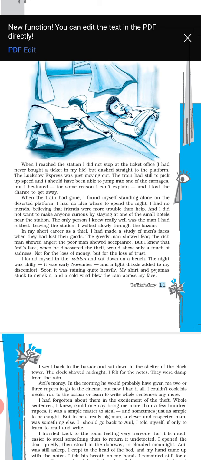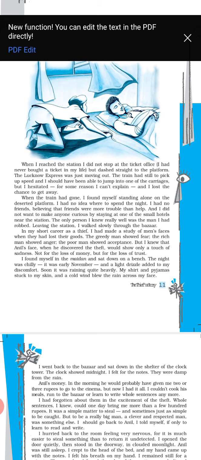When the train had gone, I found myself standing all alone on the deserted platform. Deserted means lonely platform. I had no idea where to spend the night. I had no friends, believing that friends were more trouble than help. And I did not want to make anyone curious by staying at one of these small hotels near the station. The only person I knew really was the man I had robbed. Leaving the station, I walked slowly through the bazaar.